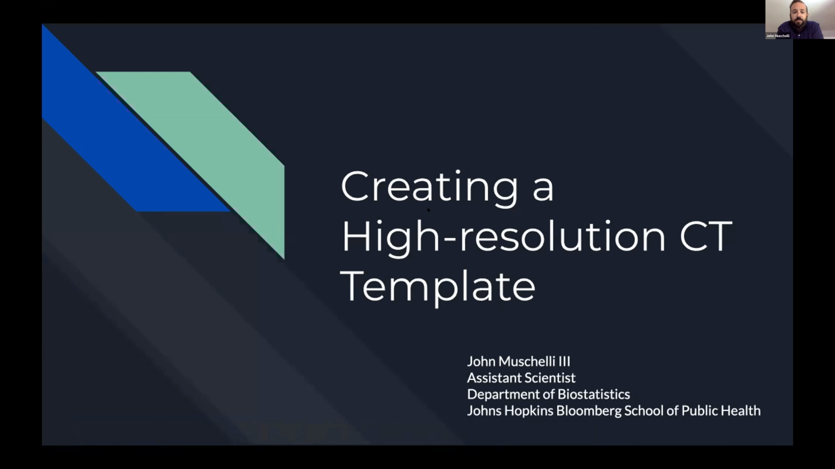I'll be building on some of those things that were talked about with respect to templates, but we'll be talking about CT. I also want to thank the organizers for making all this happen, because I know it's been a bit of a bumpy ride for a lot of conferences. My name is John Muschelli. I'm an assistant scientist in the Department of Biostatistics at Johns Hopkins, but I'll be talking about something that's completely applied. It is about creating a high-resolution CT template.